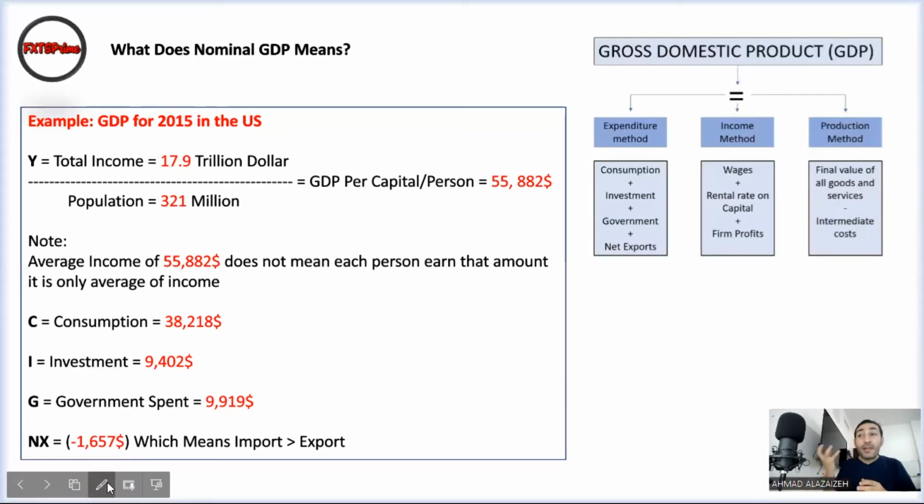That means our import in US is more than our export. That means the US market is importing more than exporting, okay? And this is a fact.